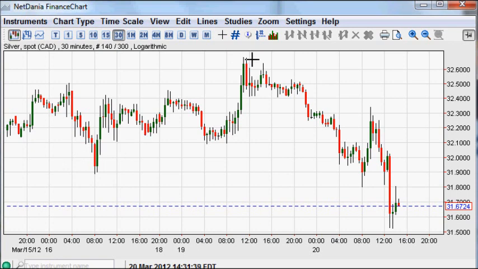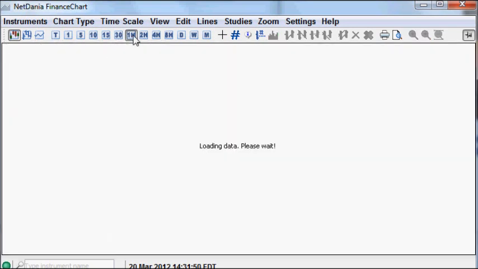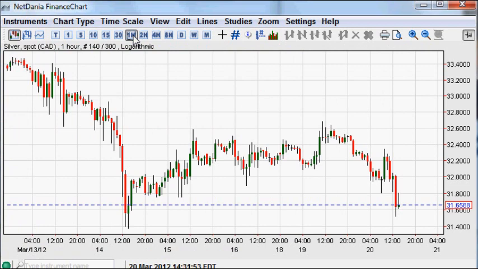Let's see if it's more clear on the 2-hour chart. And this former level of resistance, which is close to 32.75, was a hair below this support level and a hair above this support level. So finding resistance again where we found support.